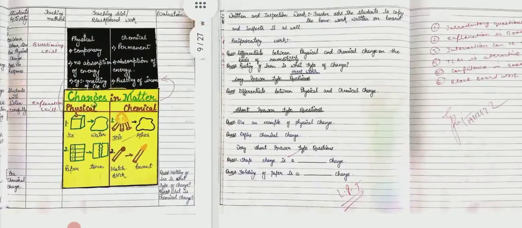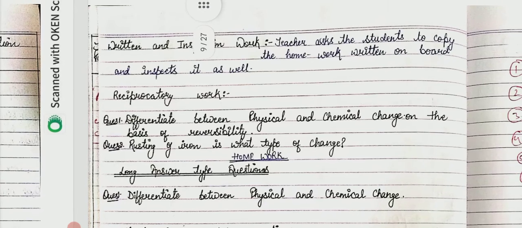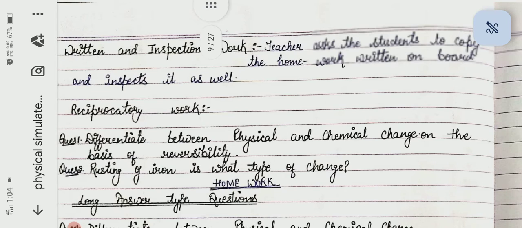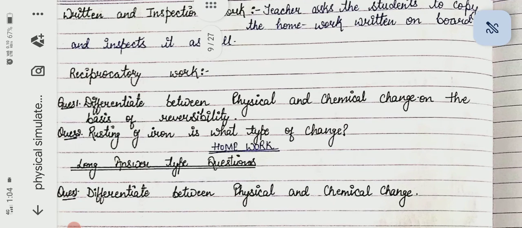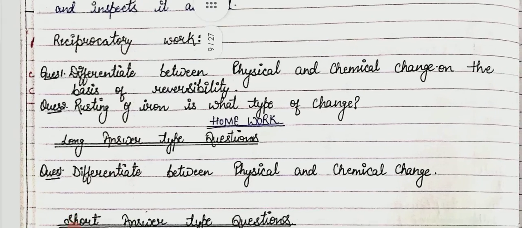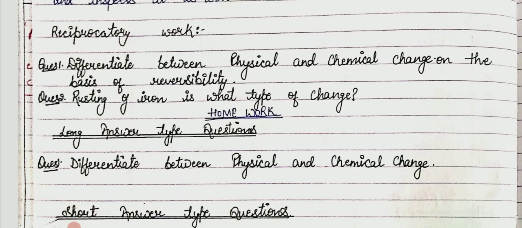After our presentation, we note a heading written inspection work. Teacher asks the student to copy the homework written on the board and inspect it as well. Reciprocatory work. First question is, differentiate between physical and chemical change on the basis of reversibility. Second question is, rusting of iron is what type of change?